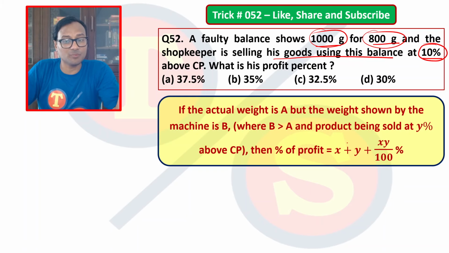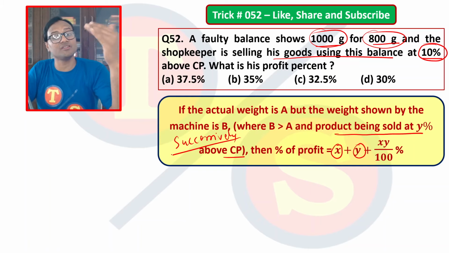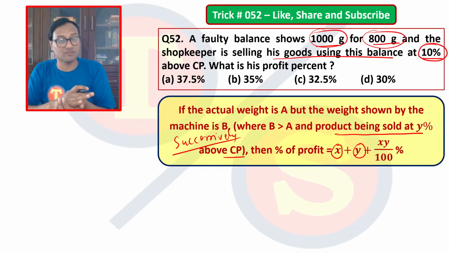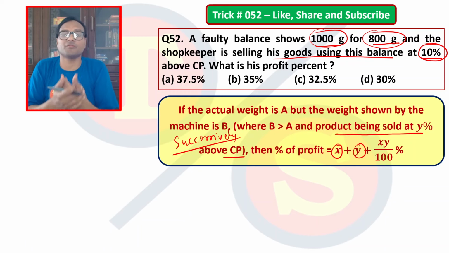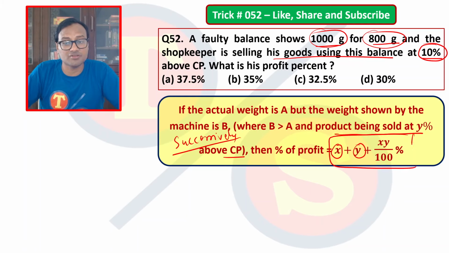Okay, X% profit has already happened, and then the product is sold at Y% above CP, so another profit of Y%. But these two profits will always happen successively, right? The second profit will happen when the first profit has already happened, right? The profit because of the faulty balance has already taken place, and after that the second profit is being earned, means they are successive in nature. So here we will apply the formula of successive percentage change.